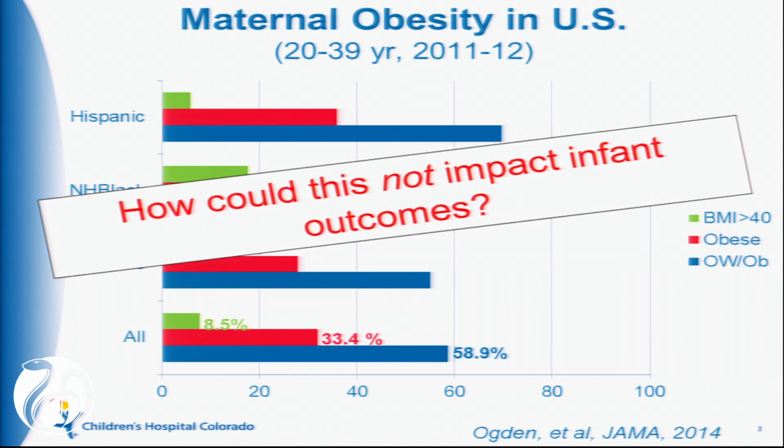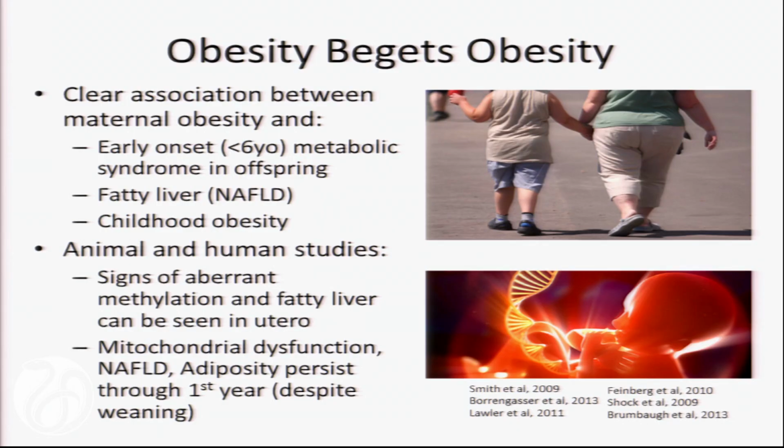So I like to say, how could this not impact infant outcomes? Probably you could figure this out. So we know that obesity begets obesity. There's clear associations between maternal obesity and early onset obesity of children. There's evidence of metabolic syndrome. There's evidence of fatty liver, cardiovascular disease, and this is not news to anybody here.